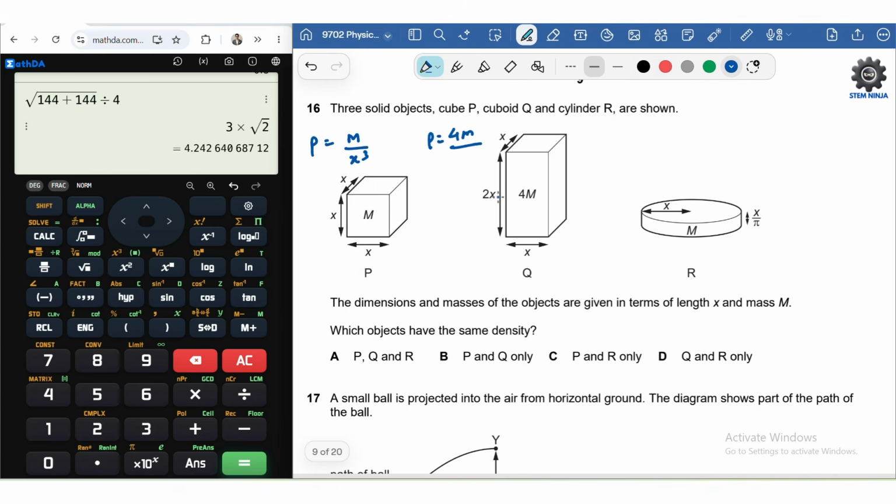4m over 2x squared, actually 2x cubed, right? So this would be basically 2 times by 2. This is mass m over pi r squared h. Pi r squared h is x over pi. So the pi and the pi cancel out, so this leads to m over x cubed. So it's the P and the R.